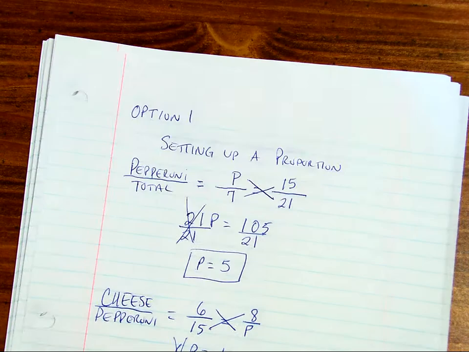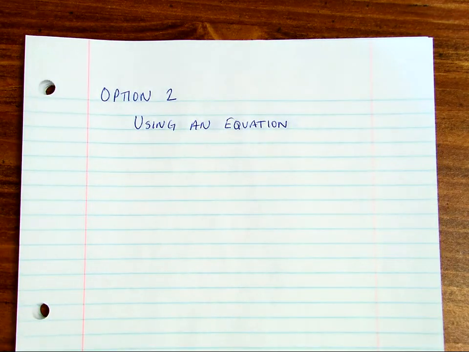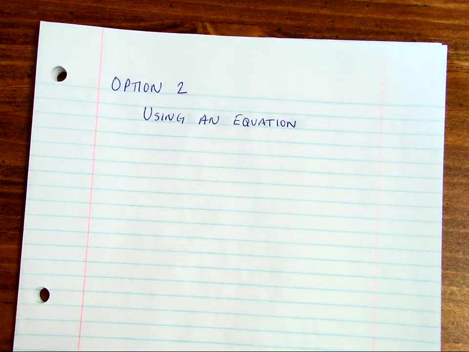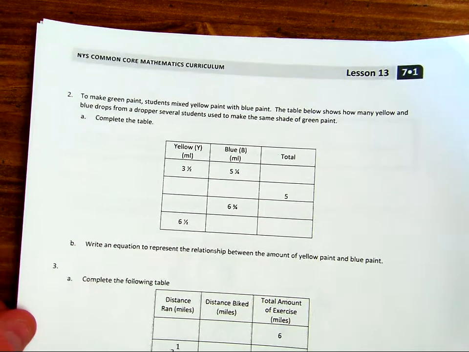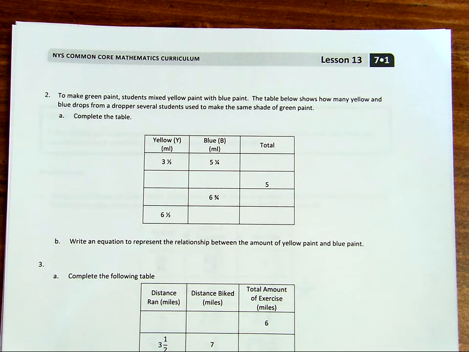Option 2 is using an equation. And using an equation is the YouTube video that I sent on Tuesday. I'm going to show just one example with this because I know that students do not care too much for the using of the equation. So I'm just going to show it briefly.